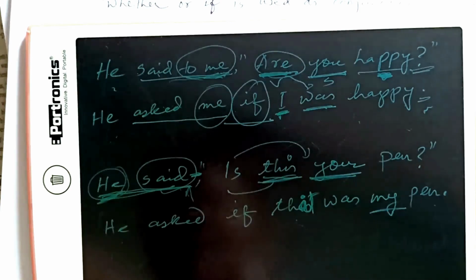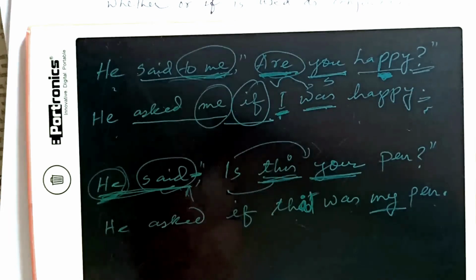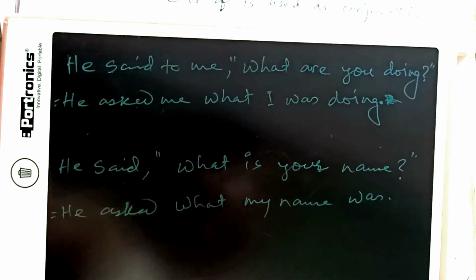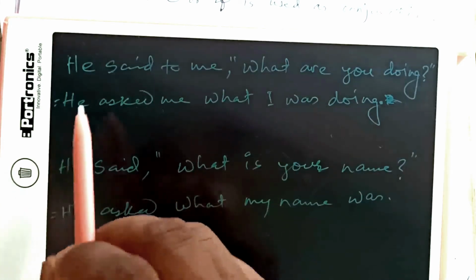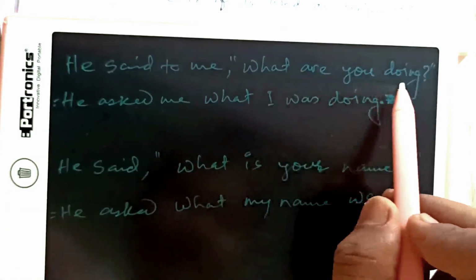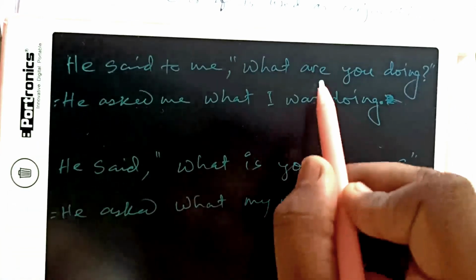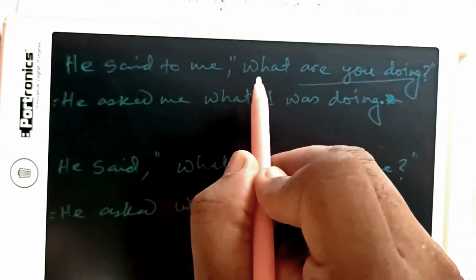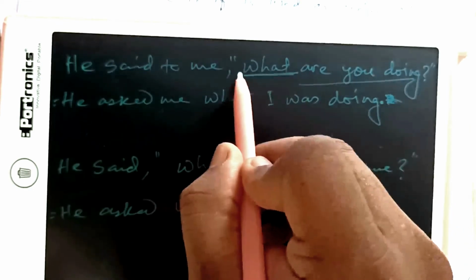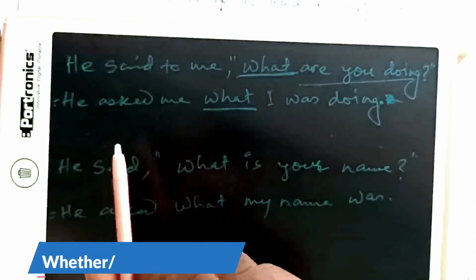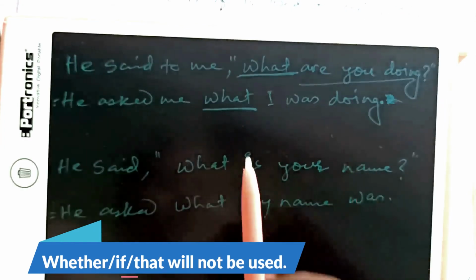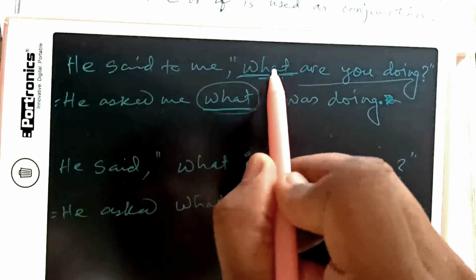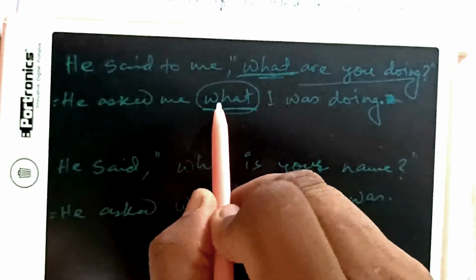Now let's see specific questions. Here are two examples for specific questions. You see, he said to me, "What are you doing?" This will be similar to the previous one. What we need to do is, as I have told you, in a specific question the same question word will be used as a conjunction. "Whether" and "if" will not be used in this case. "That" also will not be used in this case.